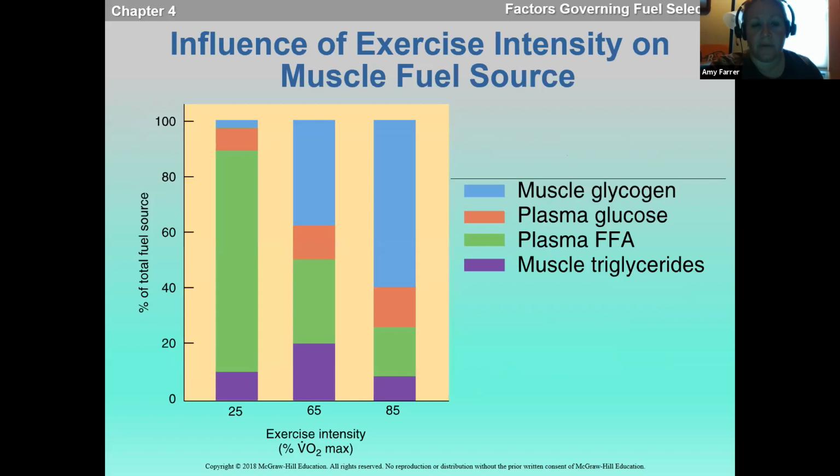So here's just another pictorial. If we look at exercise intensity across the bottom, you're going to see that muscle triglycerides play a bigger role at that 65% VO2 max. You're going to see the plasma FFAs play a huge role when we're down in that 25% VO2 max category. Whereas if we shift up to 85% VO2 max, you're going to see muscle glycogen play a huge role in the ability to meet the needs. They're going to be the fuel that's selected.